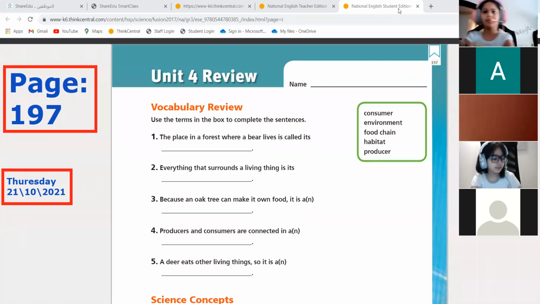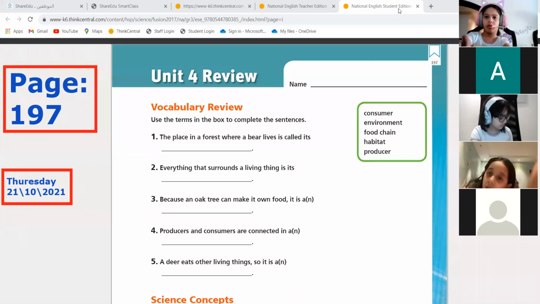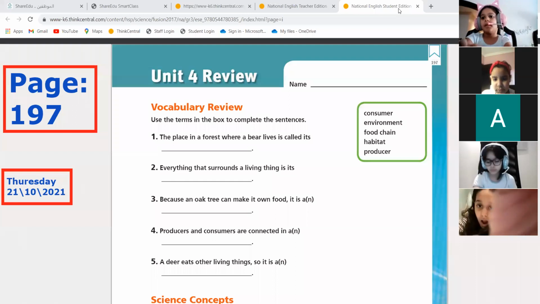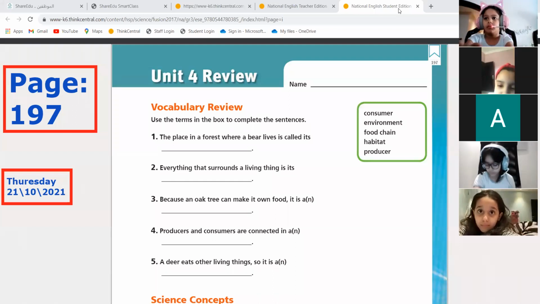All right, girls, after we finish from Unit 4, I think we are ready to make the revision. So let's open to page 197 together.